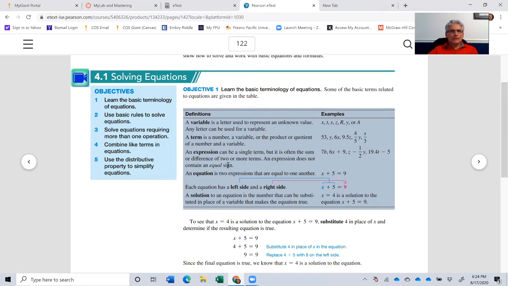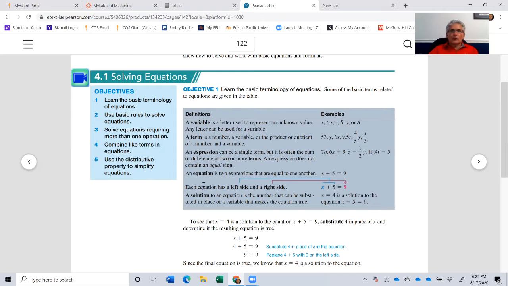An expression can be a single term, but it is often the sum or difference of two or more terms. So an expression, as an example here, could be 7b, but more likely we're going to use the phrase expression when we're seeing something like 6x plus 9. That's an expression. Or z minus 1/2 y. You don't have the equal sign in there, so when you throw the equal sign in, we'll see that that means something else. But right now, we're just looking at the expression.